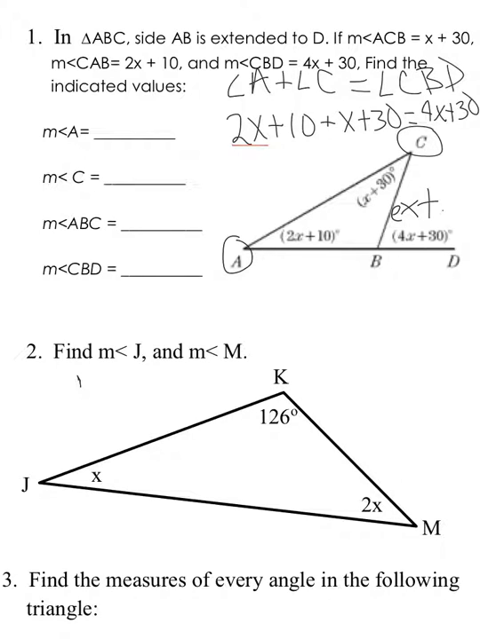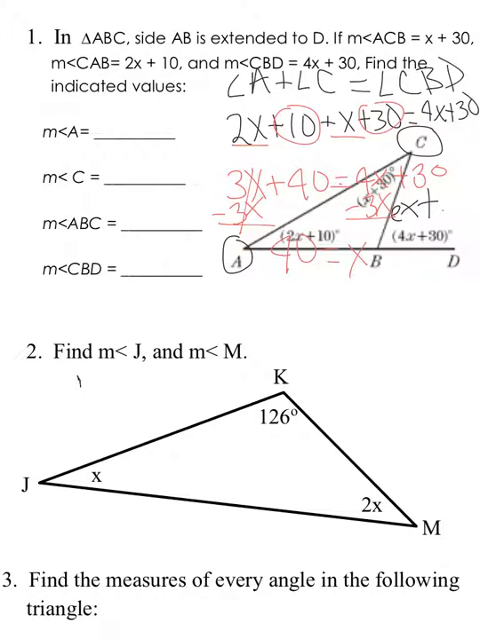Now combine your like terms, x and x over here, 3x, 10 and 30 here, plus 40, and that's going to equal 4x plus 30. Okay, doing a little algebra here, two simple steps. You're going to subtract the 3x from both sides. That's what I prefer to do. That goes away. 40 equals x plus 30, minus 30. X is 10.